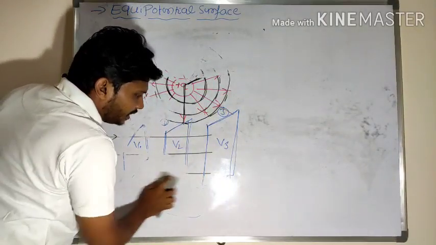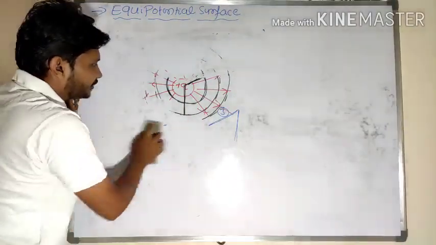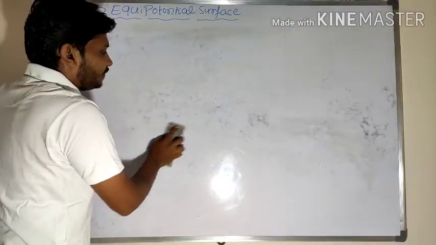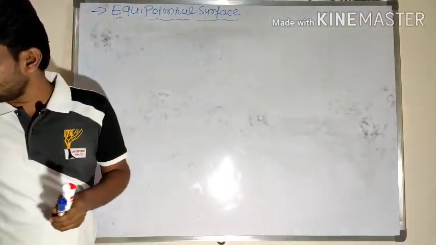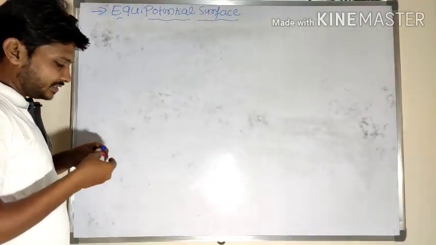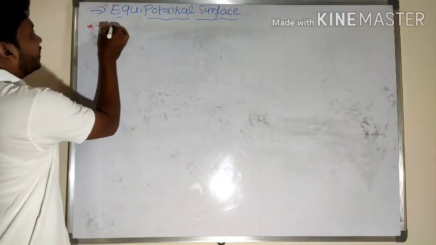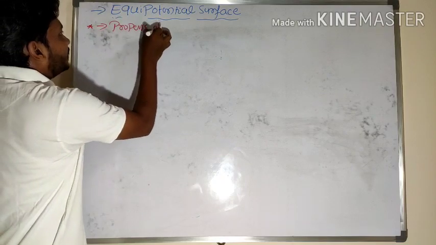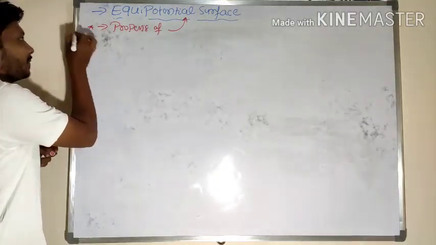So equipotential surface means what? The surface having the same potential at any point. That we can consider as an equipotential surface. Let me begin with the properties of the equipotential surface. So next we will move further, that is, the properties of the equipotential surface here. So what are the properties?